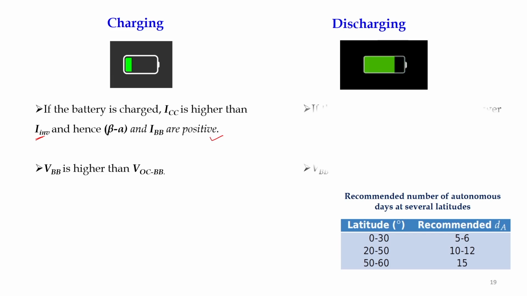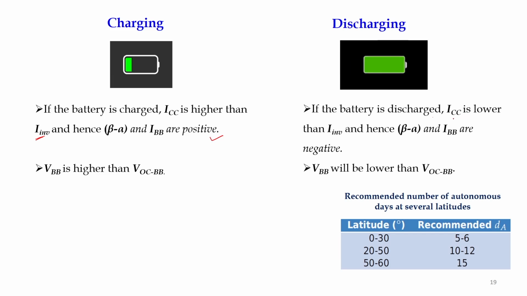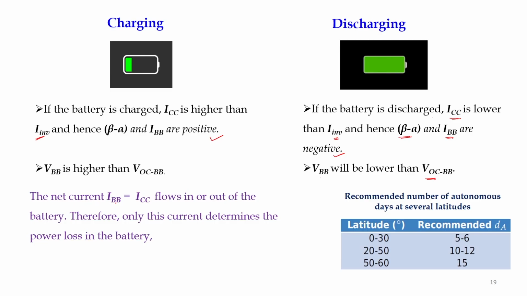And in case of discharging, what happens? If the battery is discharged, then ICC is lower than the current to the inverter, and hence beta minus alpha and IBB, that is battery current, are negative, and VBB will be lower than VOC BB, right. The net current IBB is equal to ICC, that is battery bank current and surging current are the same, which flows in and out of the battery.